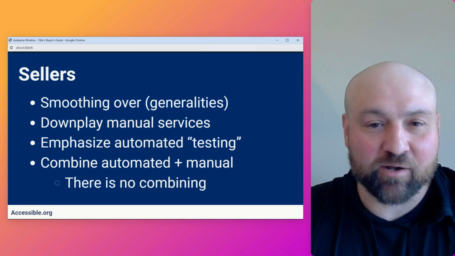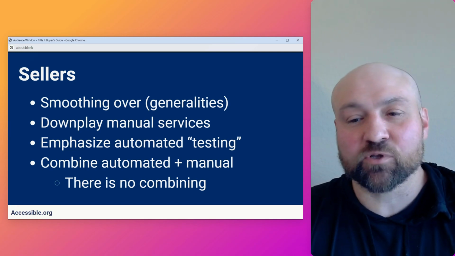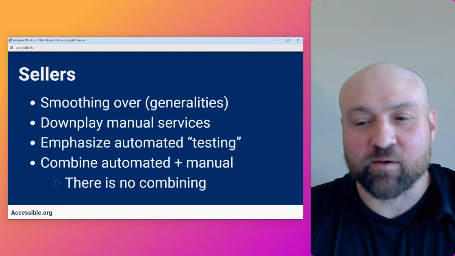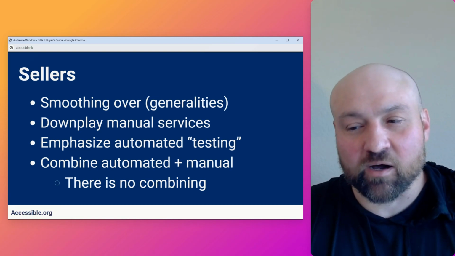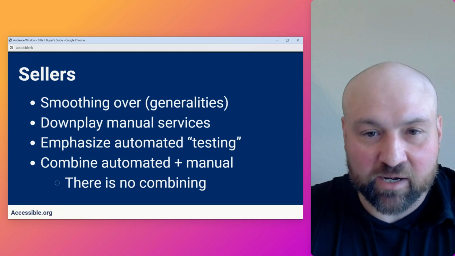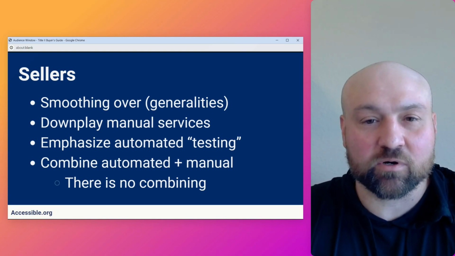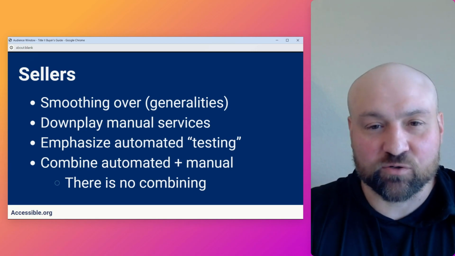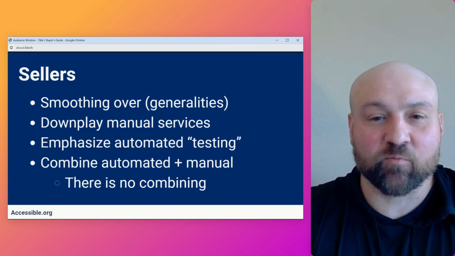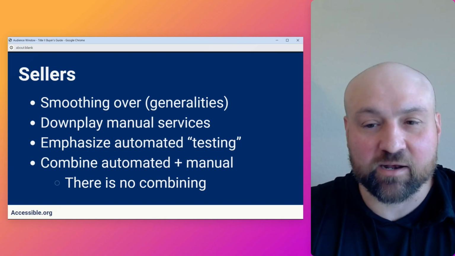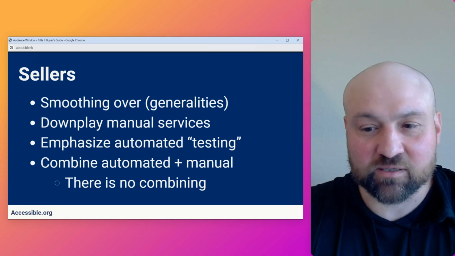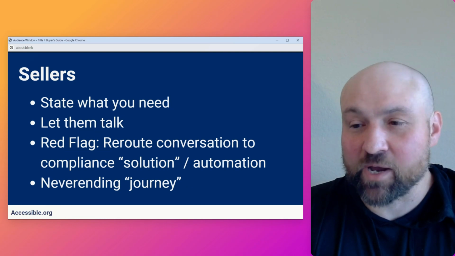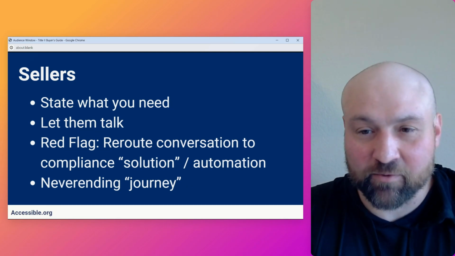Everybody knows you need manual services for accessibility, but what they will do is emphasize the automated, quote unquote, testing, or they will say that you can combine the automated with manual. There is no combining. We need a full manual review. We need to fully manually evaluate a website to determine all of the accessibility issues, and then we need to fully manually remediate all of the accessibility issues. There is no such thing as automated remediation, at least not right now. We'll wait to see what AI comes up with, but not right now.